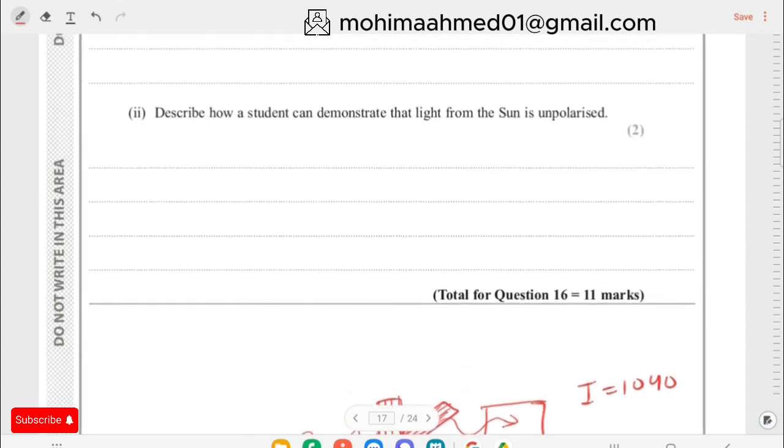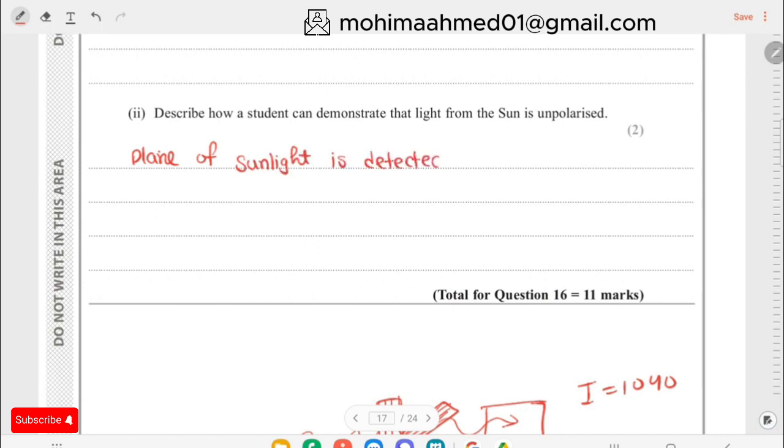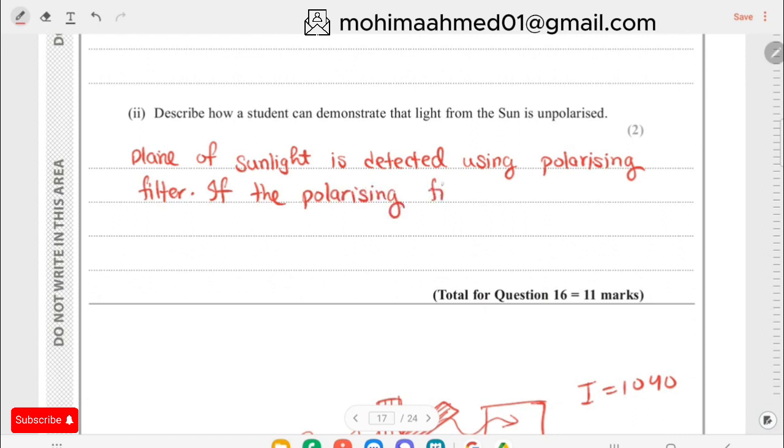So let's just write that. The plane of the light can be detected using a polarizing filter, and after that if you rotate the filter, if there is no change in the intensity, then the light was unpolarized. So you can write that the plane of sunlight is detected using a polarizing filter, and if the polarizing filter is rotated, there would be no change in the intensity.